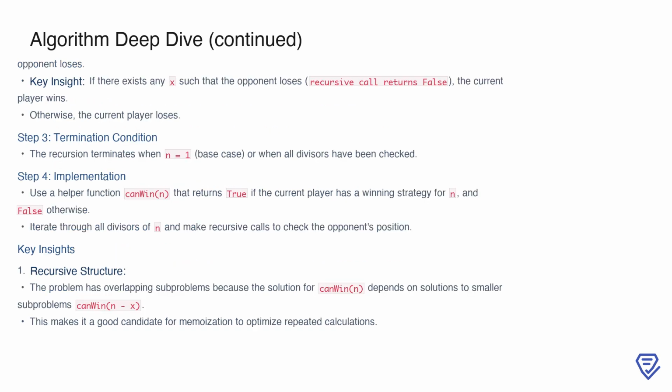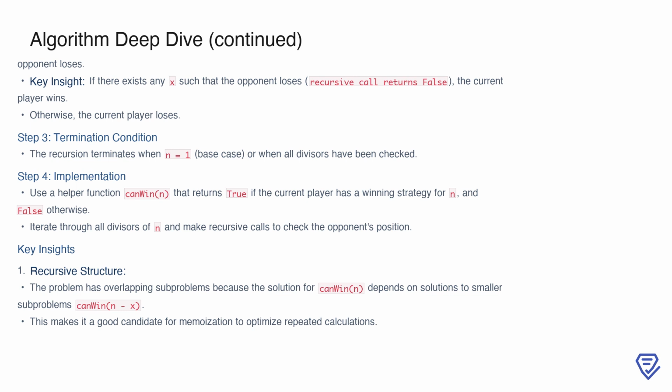If we break this down further, the key insight is that the current player wins if there exists a divisor x such that the opponent, in their turn, is forced into a losing position. In other words, if the recursive call for n - x returns false, the current player has a winning strategy. On the other hand, if no such x exists, the current player loses. The recursion ends either when n equals 1, which is our base case, or when all divisors have been checked.